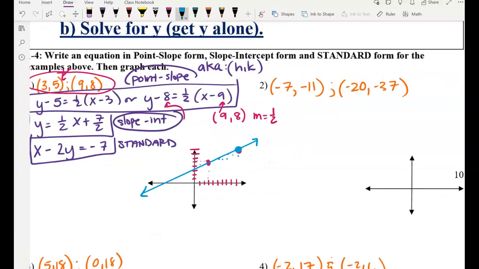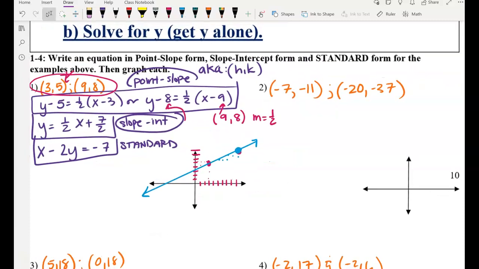Okay, let's do number 2. Number 2, the slope was already found from above. So can you do me a favor and write it right there? Hopefully you said 2 from above, okay? So we're going to do all 3 forms. So the first is going to be point slope form. And point slope form is super easy.